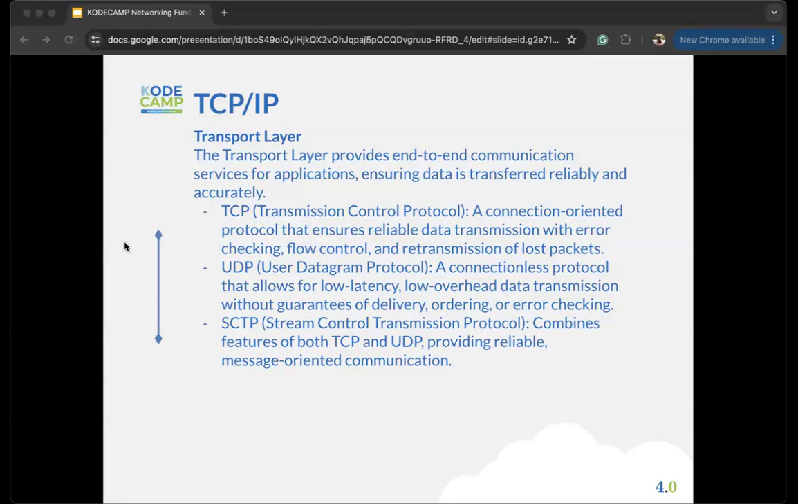And of course, the Stream Control Transmission Protocol, which combines both the TCP and the UDP protocol. It ensures higher reliability, and it's a more message-oriented form of communication. So on the transport layer, you have TCP, UDP, and SCTP.